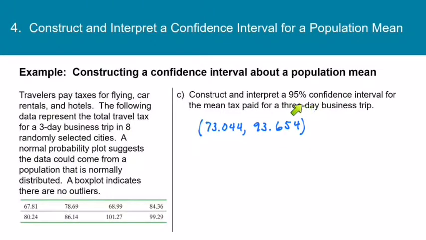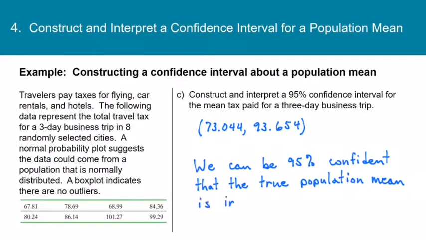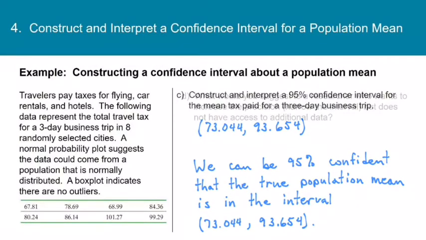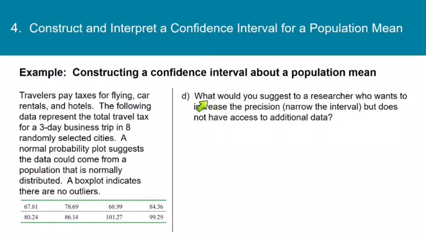So we had a confidence level here of 95%, and that means we can interpret this by saying we are 95% confident that the true population mean is in the interval between 73.044 and 93.654. Now in Part D, they ask, what would you suggest to a researcher who wants to increase the precision, that is, narrow the interval, but does not have access to additional data? Now, if he doesn't have access to additional data, that means he can't change the sample size.